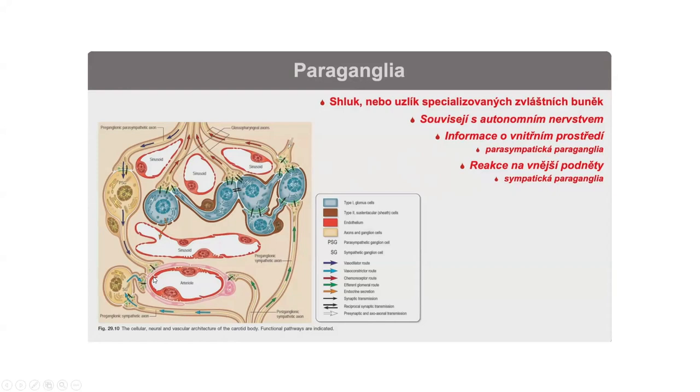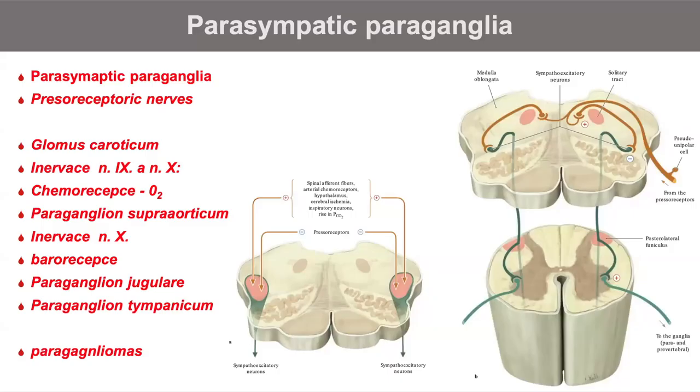We said that they are chromaffin and non-chromaffin, and they give us information about the internal environment of the body, which is mainly the responsibility of the parasympathetic paraganglia or non-chromaffin paraganglia. And also they give us information about the outer environment, and this is the reaction to the outer environment, and this is the function of the sympathetic paraganglia. So these are the two classifications. Also we can divide them into information about the internal environment, parasympathetic paraganglia, and external environment, the sympathetic paraganglia.